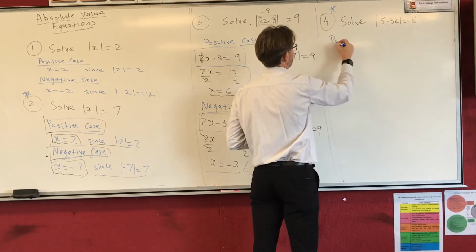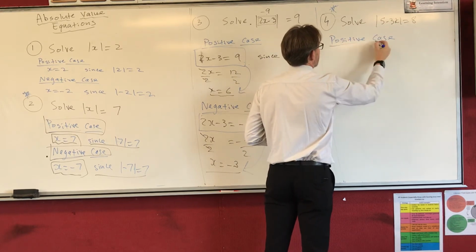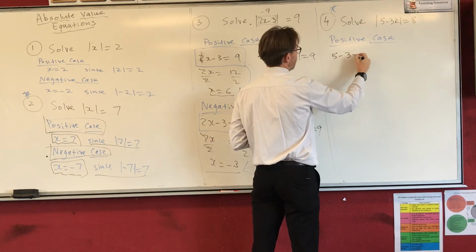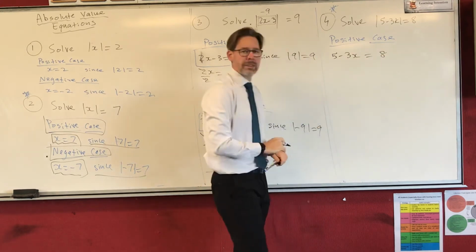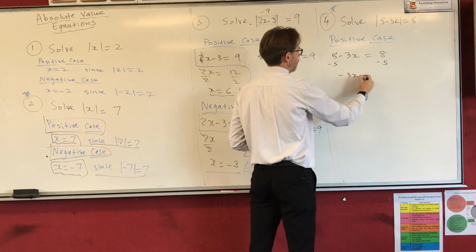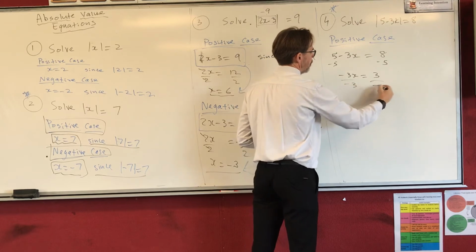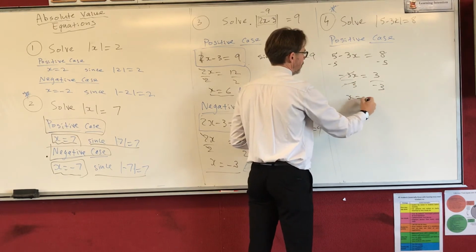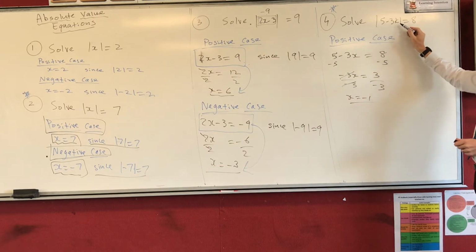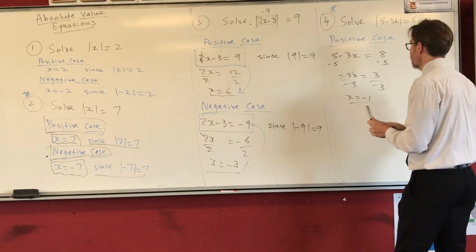Okay, so positive case. Positive case is this. 5 minus 3x could equal 8. Minus 5 both sides. Minus 3x is equal to 3. And divide both sides by negative 3. Cancel. x equals negative 1. Check your answer. 5 minus 3 times negative 1 is 5 plus 3, which is 8. That works. Let's do the negative case.